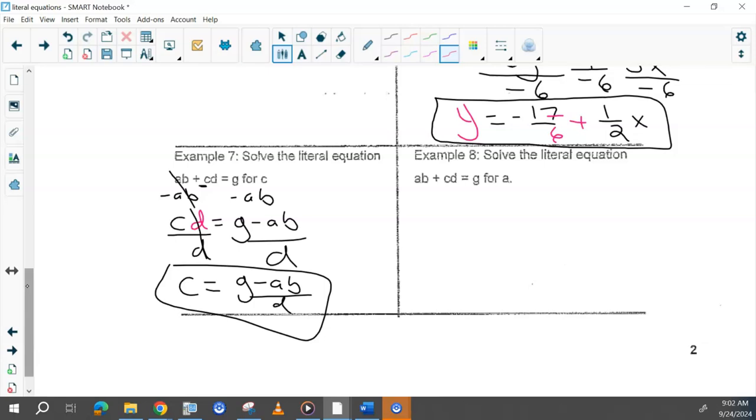Yes? Sorry, I just like writing. What did you say that we divide after we do the minus AB? Like what? D. Sorry. Focus. Do we have any questions on that one?